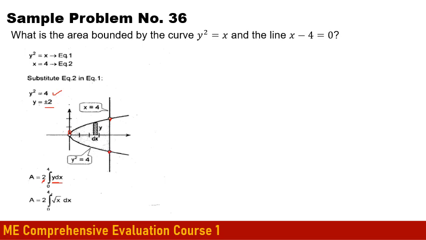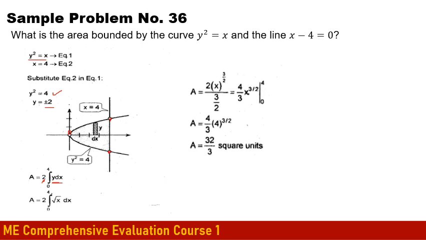Substituting the value of y from our given equation, it is the square root of x. So y is the square root of x. That's why we have 2 times the integral of square root of x dx from 0 to 4. In this part, you can actually already use your scientific calculator. But if you want to do the manual integration, then you will have this one. So the result will be 32 over 3 square units.